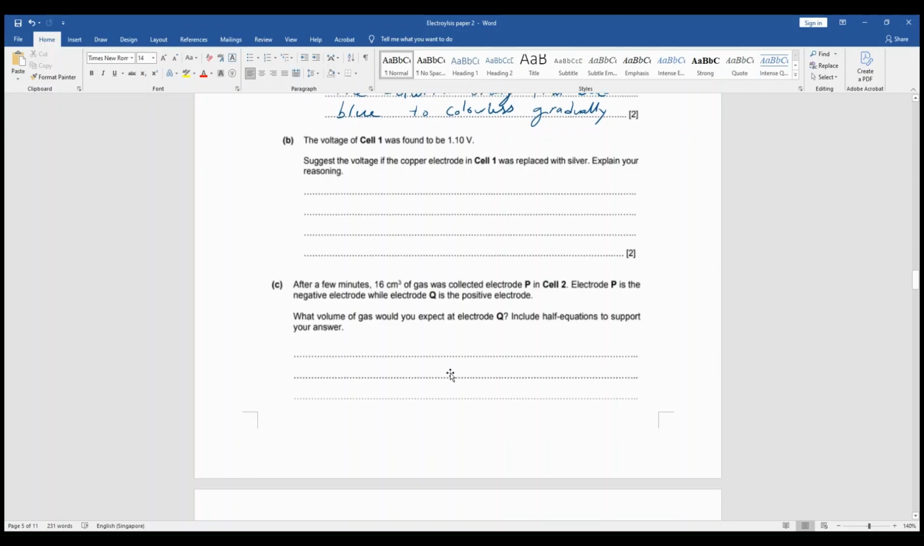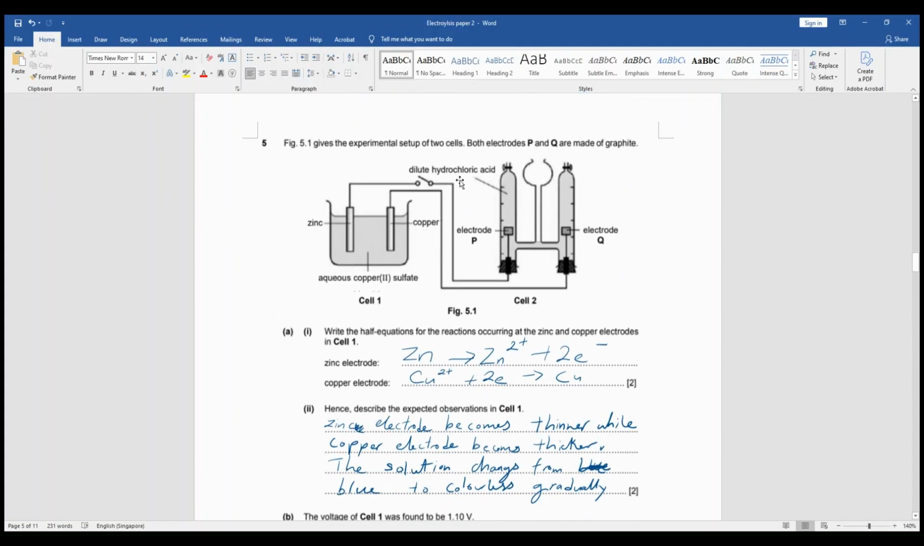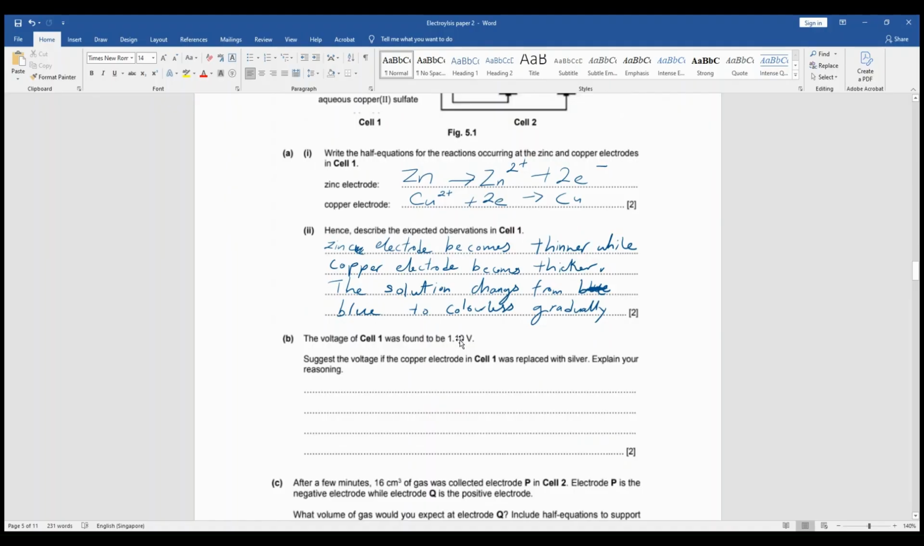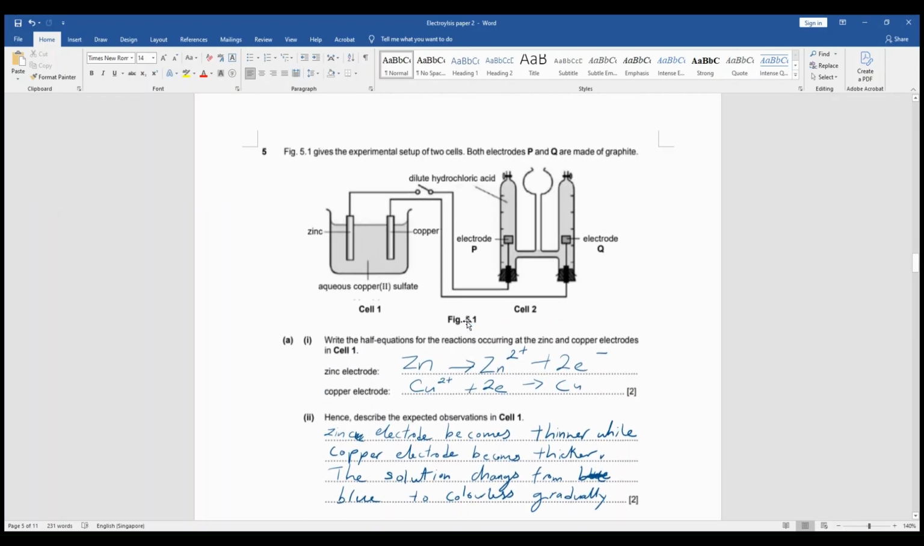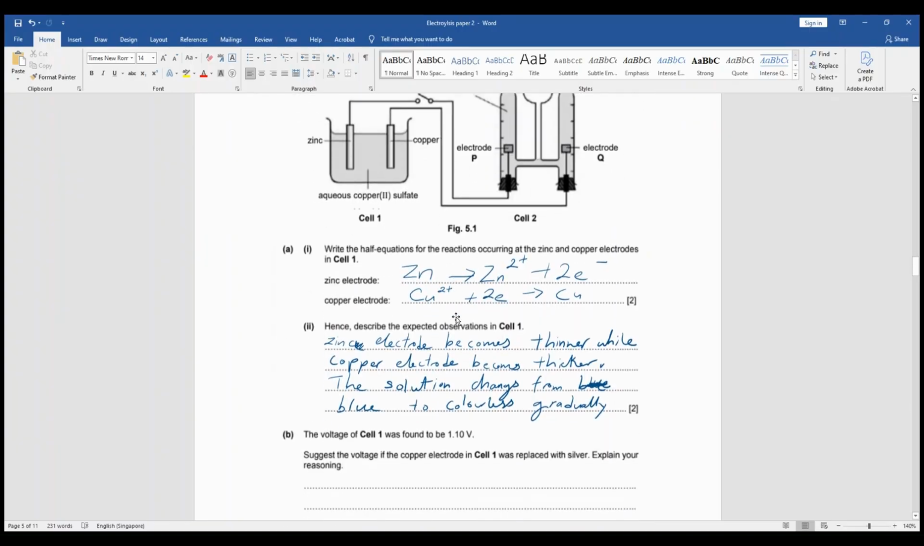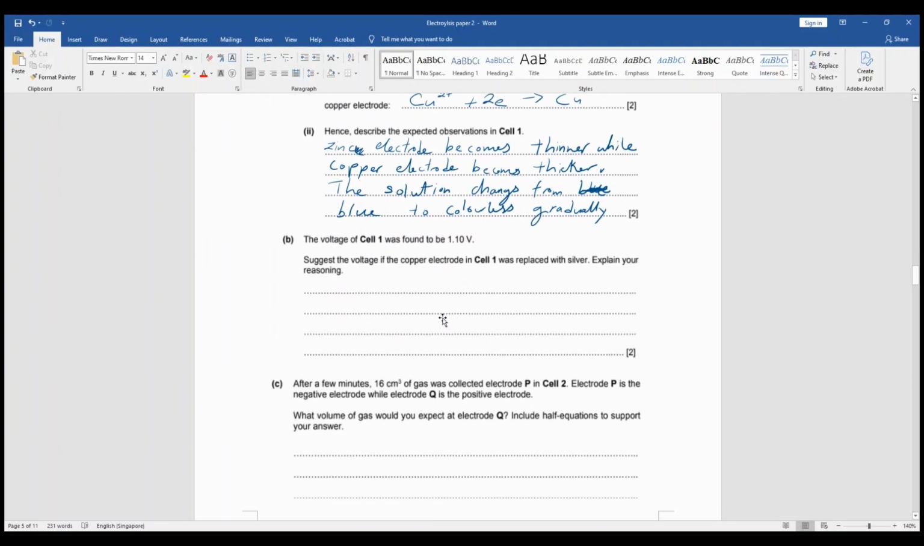Okay, next question. The voltage of cell 1 was found to be 1.10 volt. Suggest the voltage if the copper electrode in cell 1 was replaced with silver. Explain your reasoning. Now, the value we have is 1.1. So it will be higher than 1.1 because the gap should be bigger, or it should be a bigger value. It's a bit hard to guess what the actual value is. Just guess a slightly higher value, or any value. So maybe 1.2, 1.3. Just going to go with 1.3 or maybe 1.2.